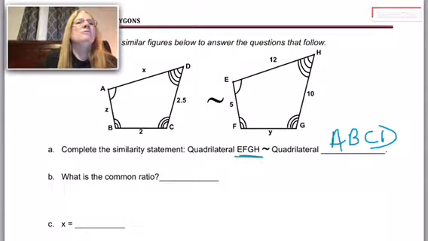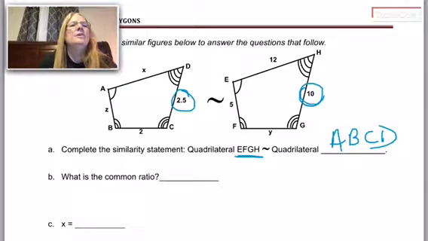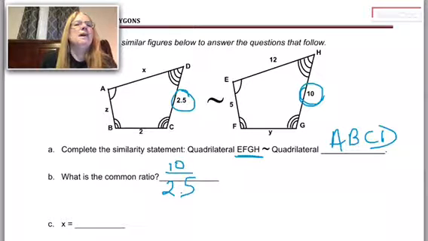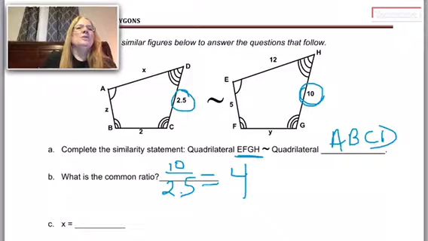Well, if we're going from EFGH, the bigger one, to the smaller one, we look for the sides where we have corresponding sides and we have measurements of both. Okay, so it would be this one. So if we want to go from the bigger one to the smaller one, it's 10 divided by 2.5, which simplifies to 4.